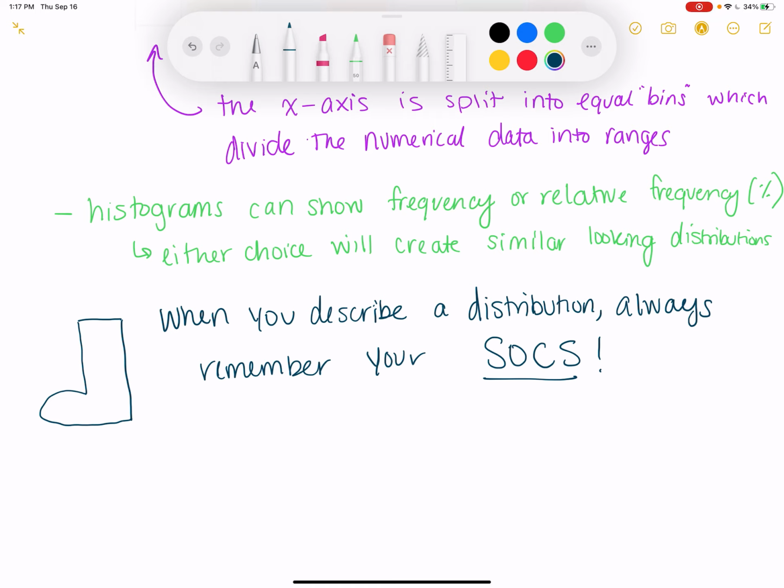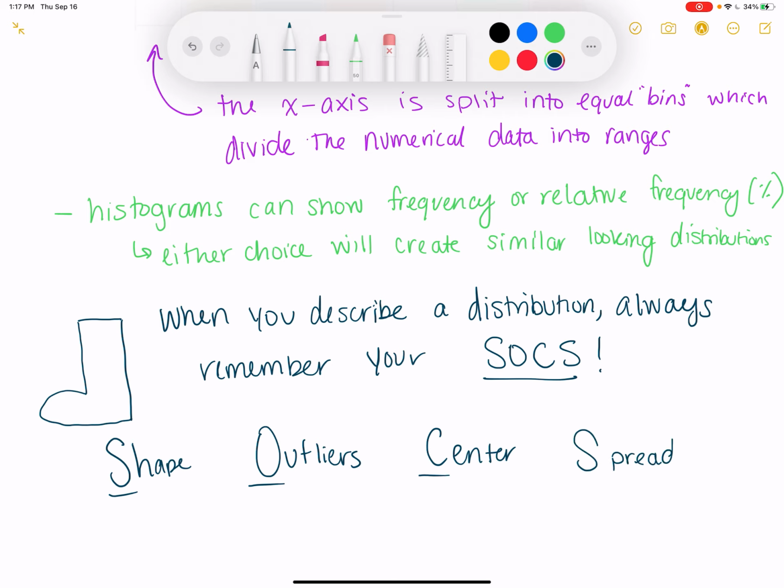All right, so I'm assuming you want to know what socks means. Yes, definitely. Shape, outliers, center, and spread.